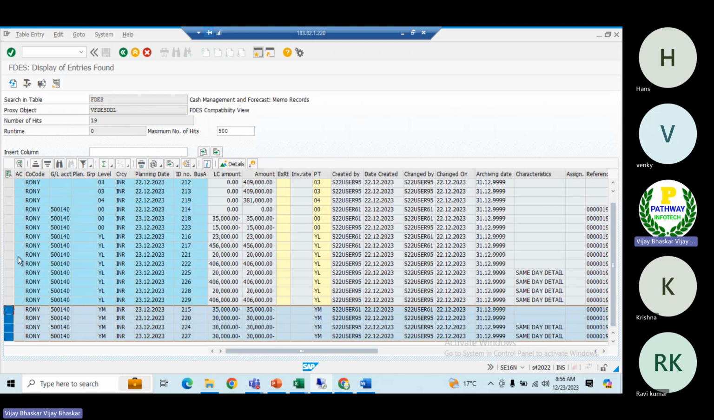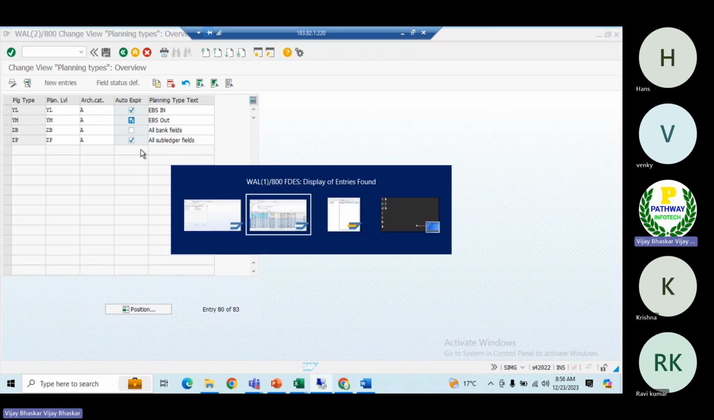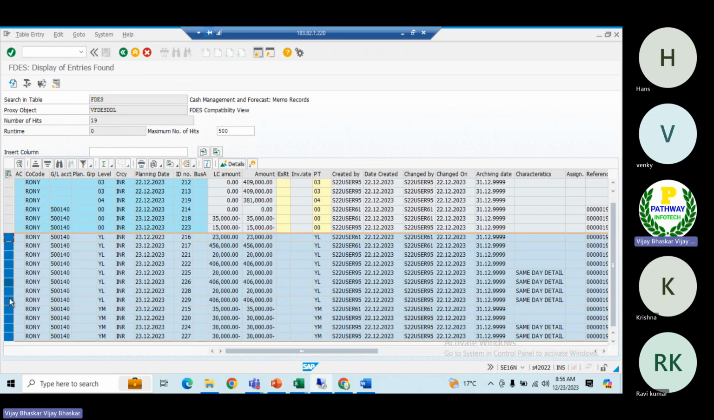If you upload for planning type YL and YM with the 24th of December, you can observe this. I'm sure, because you have already mapped YL and YM. Both are selected auto expiry, which means the moment you select this, these will get archived. You can notice once you upload the next file.